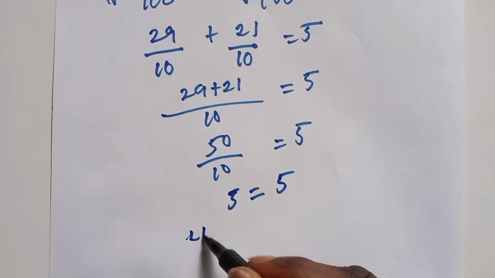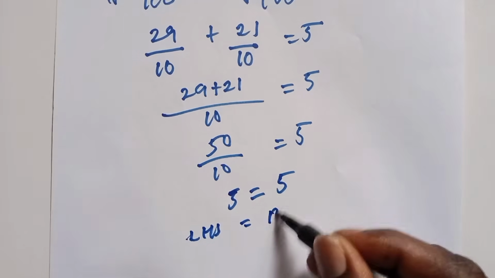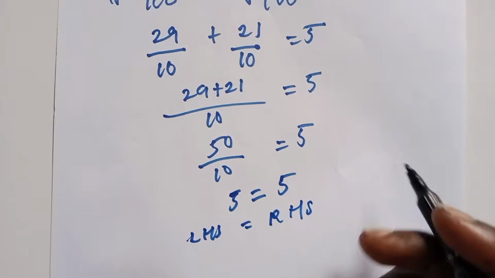Now since our left hand side is equal to our right hand side, this proves that our solution for x is correct.